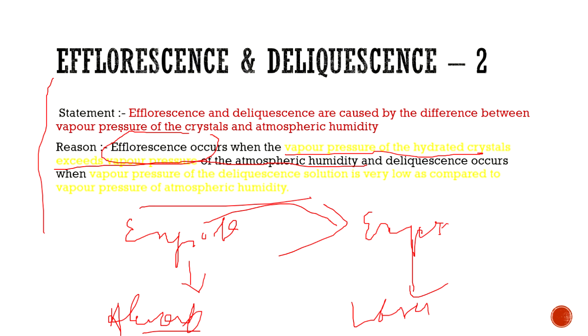That is, the first one exceeds, the second one is very low. Okay, got the difference? Due to this, efflorescence and deliquescence are caused by the difference between the vapor pressure of the crystal and atmospheric humidity. That's the whole reason.